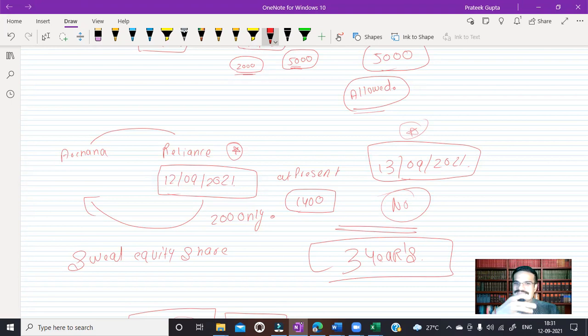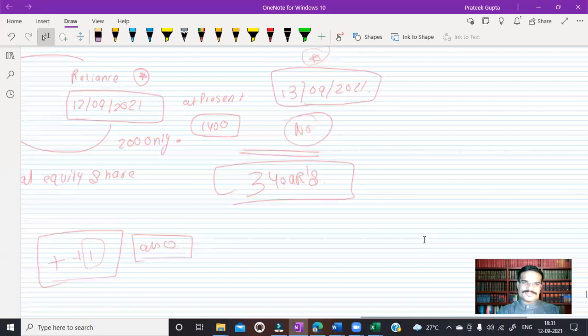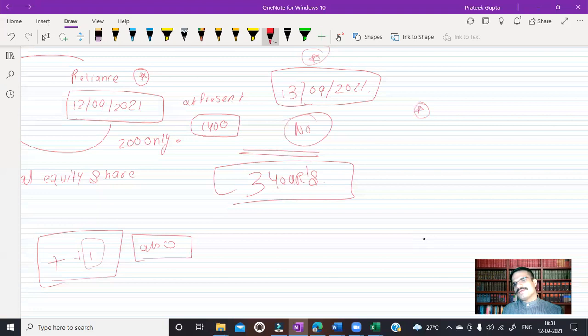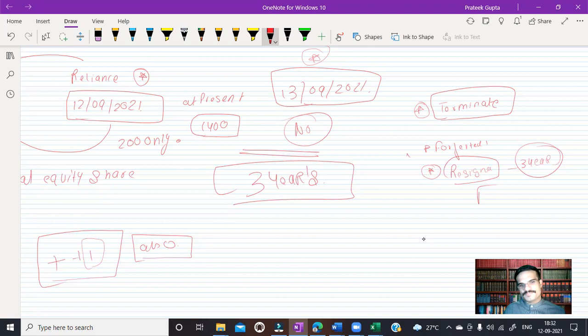Tell me, normally, you know what the company does? I will explain to you. Whenever the company issues sweat equity shares, the company imposes a condition. Normally, that is being followed practically. The company says, whenever we terminate you, these shares will be forfeited. That is the first thing. The second thing, what condition does the company impose? If you resign within, let's say, 3 years, these shares will again be forfeited. Those are the conditions the company imposes practically. This is not written in the law, but that is the practice. Got the point, Ashna?